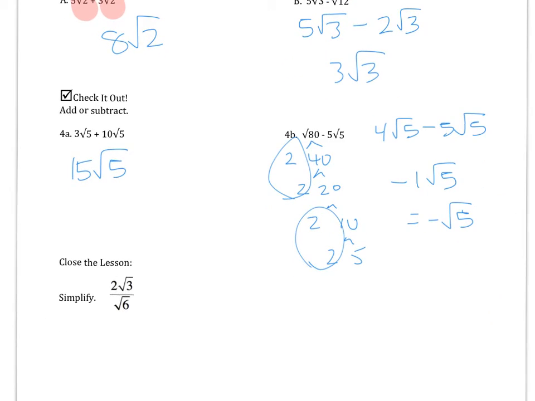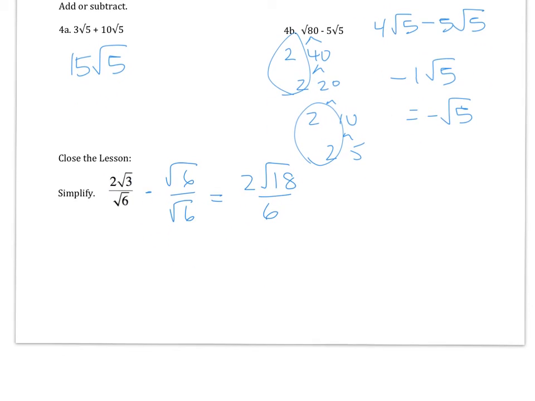Okay, and closing the lesson. Simplify 2 root 3 over the root of 6, where we have to rationalize the denominator. I can simplify square root of 18. So you end up with just the square root of 2. And that ends the lesson.